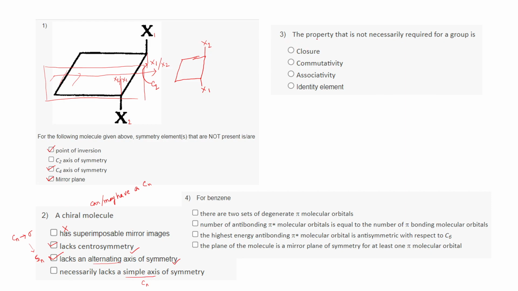Question number 3 says: the property that is not necessarily required for a group. To be honest, I am not sure of this question. What do you think? Do you know what a group is in group theory? Have you studied group theory and symmetry before? Let me start with that. No, we are currently studying it right now.